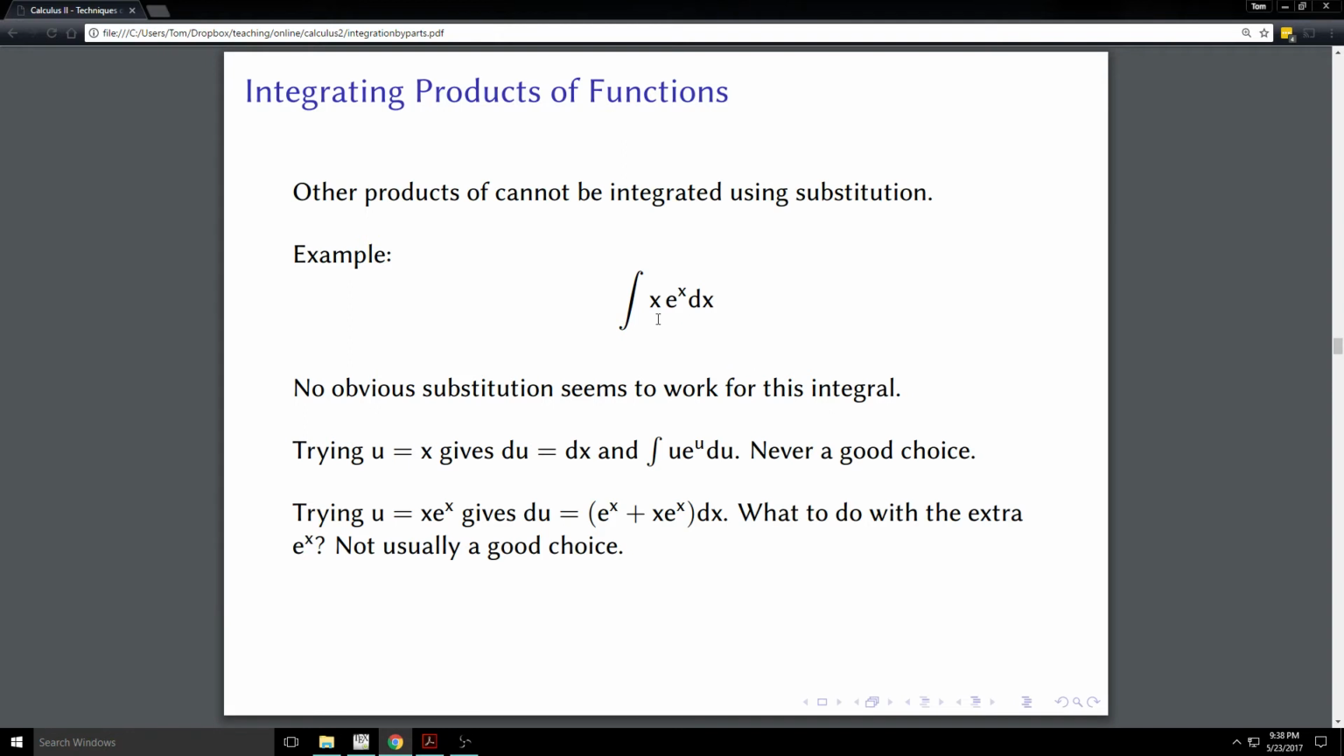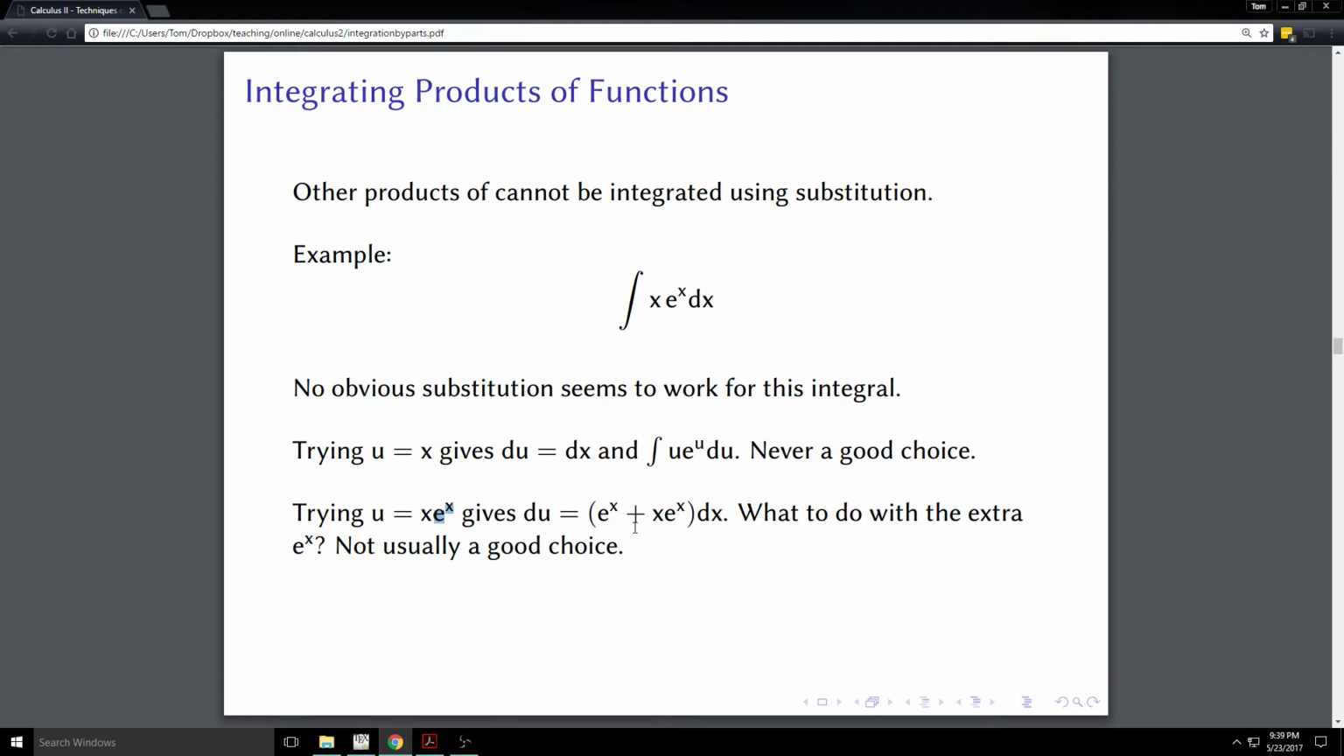All right, the other thing that you might try is, how about everything? What if u is x e to the x? You can see what happens here is that you get a complicated du. When I take the derivative, I have to use the product rule. So I would take the derivative of x and get 1, and leave e to the x alone. That's how I get this e to the x right here. Then the product rule says put a plus, which I'd put right here.